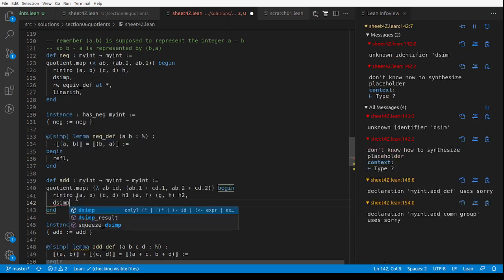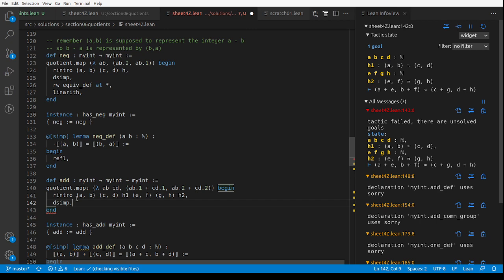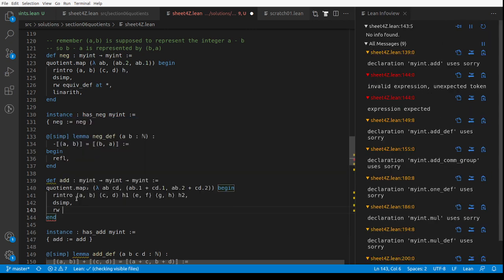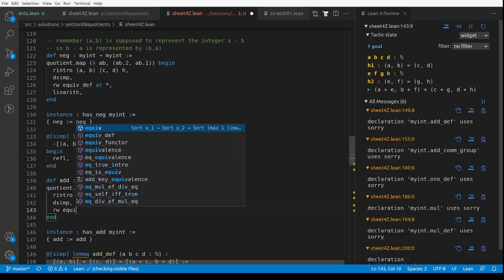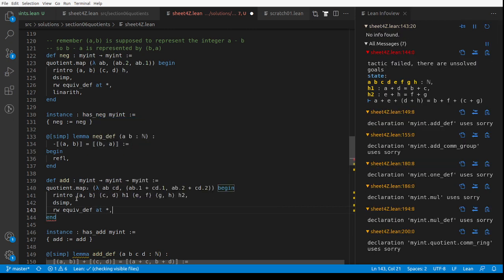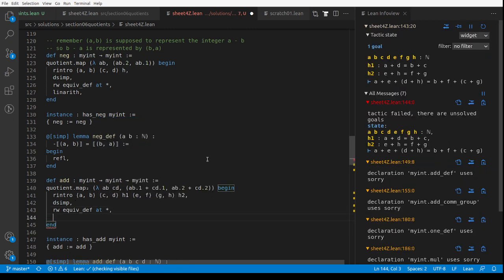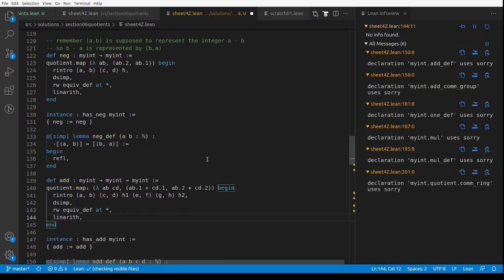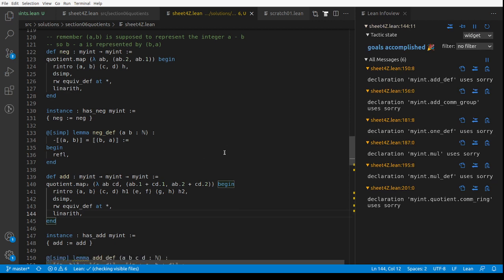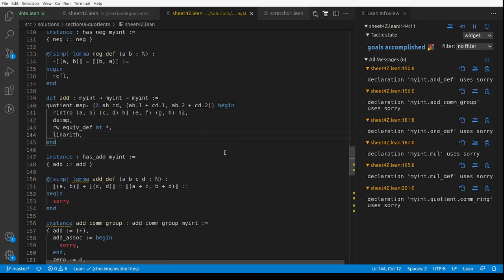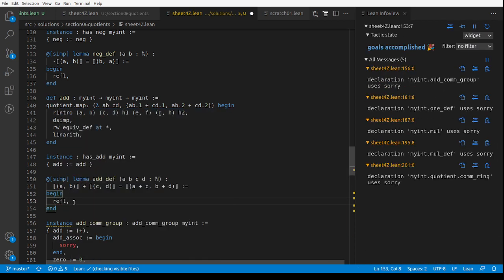And now what does the goal say? Right, and now we've got equivs everywhere, so let's rewrite equiv def everywhere. And again, linarith should do this. Somehow I wasn't expecting this. I've known this before, but I haven't really internalized it. And add def, that's just the definition of addition, so that should be rfl.